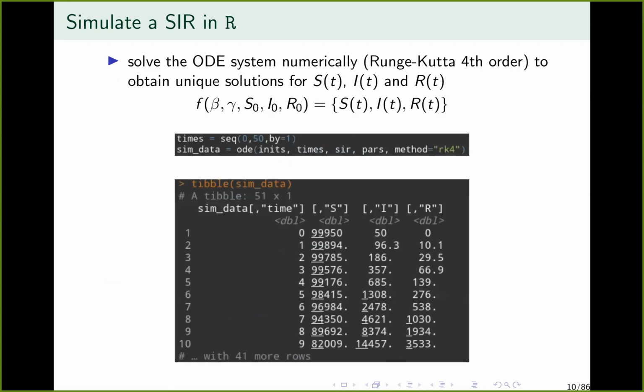And then you can just solve it quickly with the ode function in R from the deSolve package. And you will just get this in time. So for every time you give, from 0 to 50 here, it gives you how many people are in each compartment. So this is really straightforward to do.